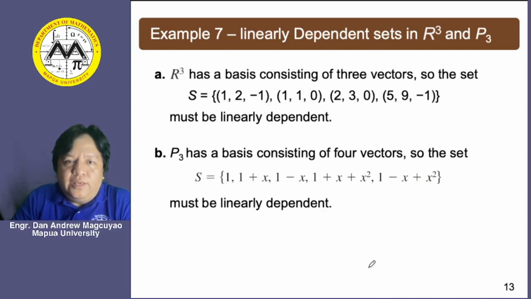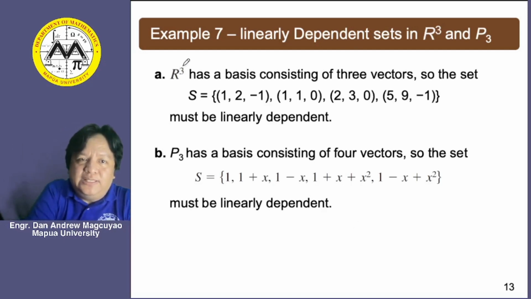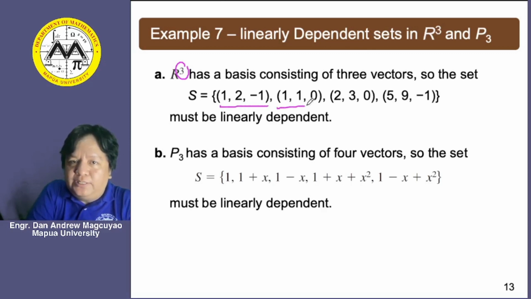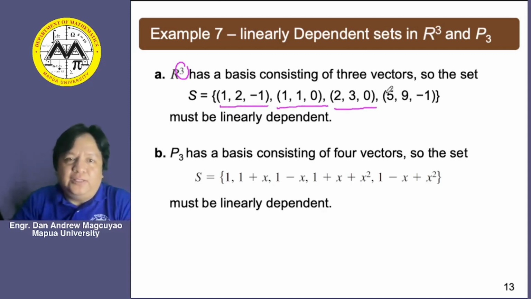So these are some of the examples about that. R cube has a basis consisting of 3 vectors. Since this is R cube, we are expecting 3 vectors: first, second, and third vector. So these 3 vectors are sufficient to determine linear independence. But since there are 4, one of them can be written as a multiple or a linear combination of the other vectors.